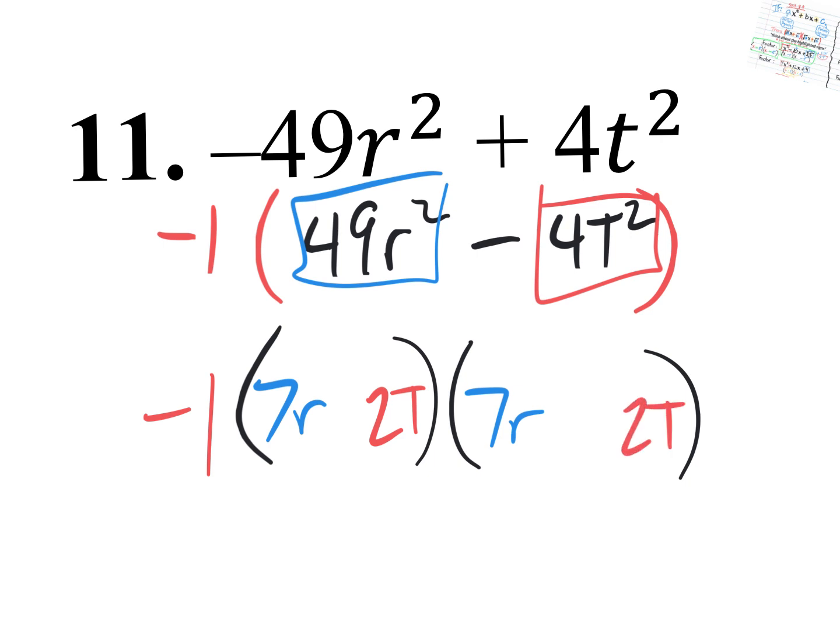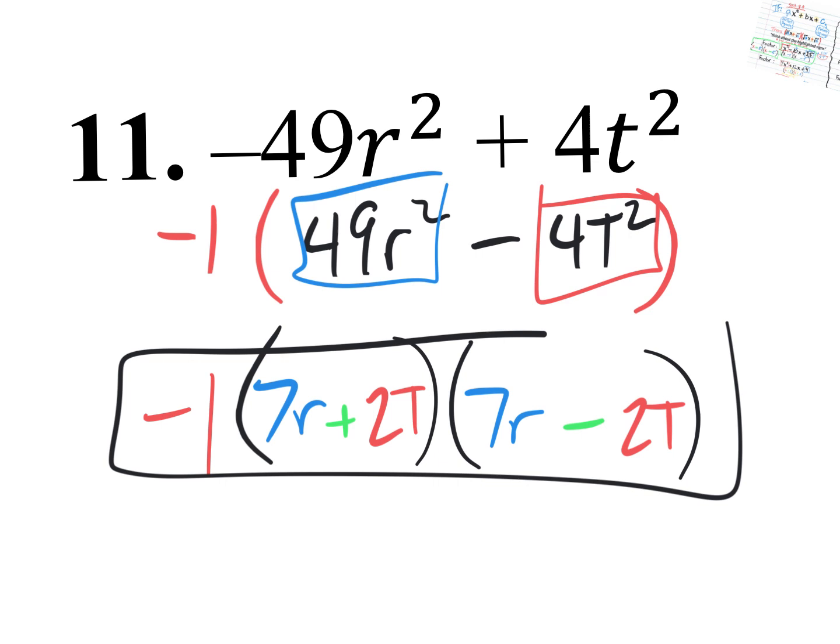Okay, and of course, the signs have to be different. One has to be minus and the other one has to be plus, or plus and minus. And there's your final factored form answer. Again, you could have put this one in the front and this one in the back. You could have switched the order. That way it would have been a difference of two squares. But I think this is even better because it is in alphabetical order. R is before T. But you could have done it the other way.